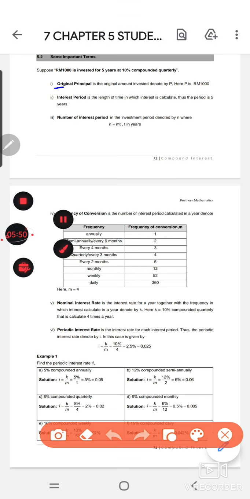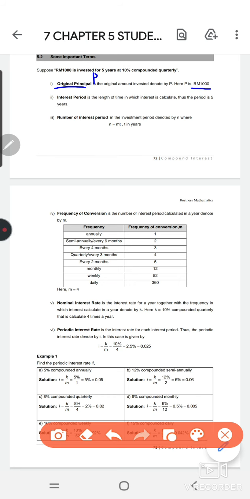Okay, so kita ada original principle which is P, the original amount invested, denoted by P. Here P is 1000. So dalam ayat ni RM1000 is your P. Interest period is the length of time in which interest is calculated. Thus the period is 5 years. Kita ada interest period kat sini. So this one we call interest period, 5 years.